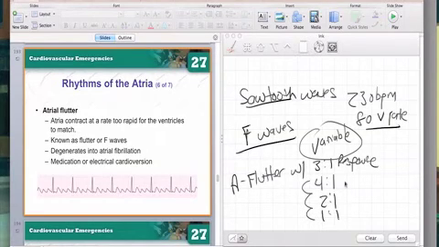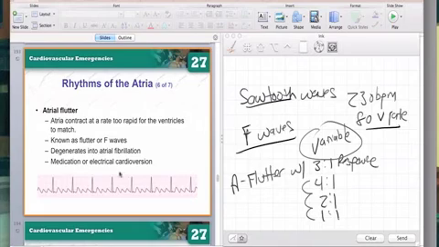Those atria are kicking a lot faster than my ventricles are, which means I have atria firing really fast, but almost every third or every fourth goes down to the ventricles to depolarize the ventricles. This can degrade into Afib, and we treat A flutter and Afib the same way. We can treat them with our medication, we can treat them with our cardioversion, or we can treat them with our electrical cardioversion. It all depends on how stable my patient is.